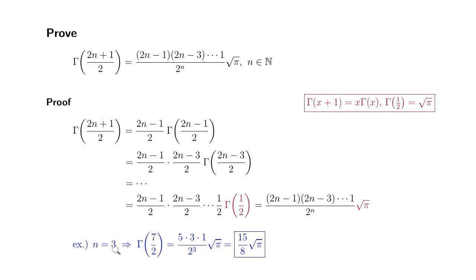Since n is 3, you have 2 to the third power. Then we have a square root of pi. So we have 15 on top over 2 cubed, which is 8, times square root of pi. That's how we use this formula to find the gamma of odd halves. All right, that's it. I hope that this was clear.